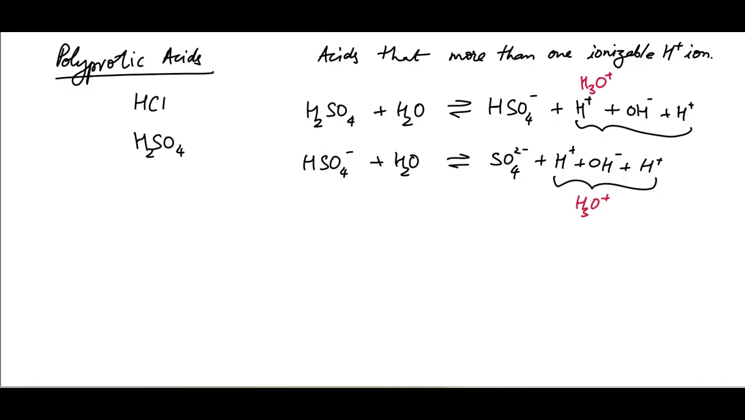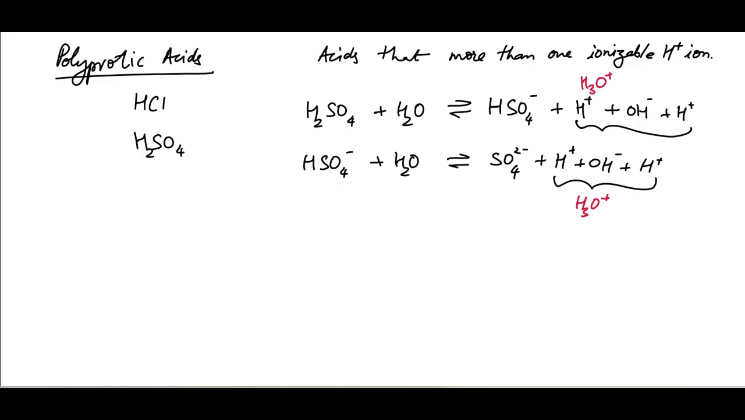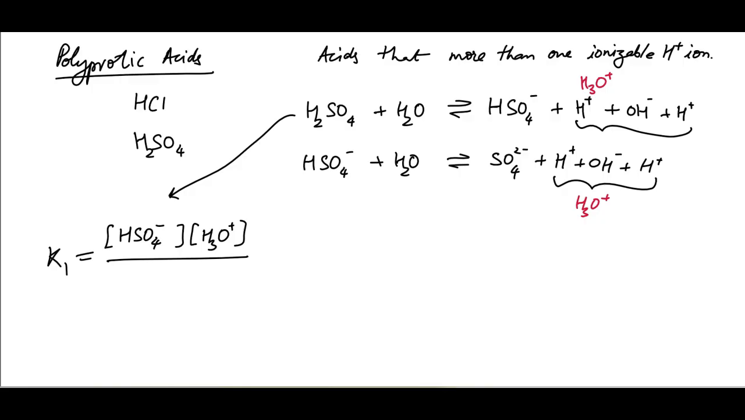Okay, so here we have two dissociation constants for the base. I will write it as K1 for the first reaction. It is equal to the concentration of the products, which is nothing but HSO4 minus multiplied by H3O plus, and divided by the concentration of the reactants. In this case it is H2SO4.